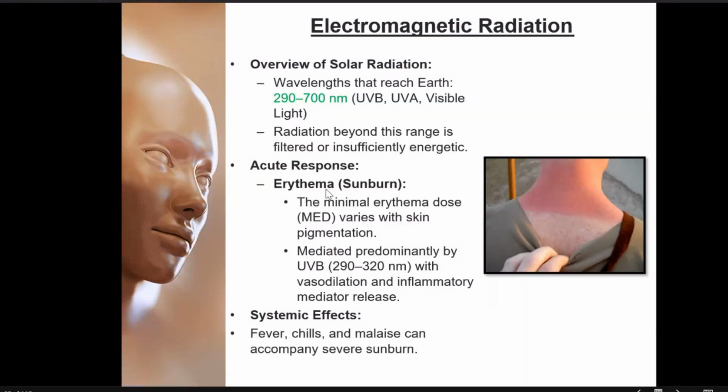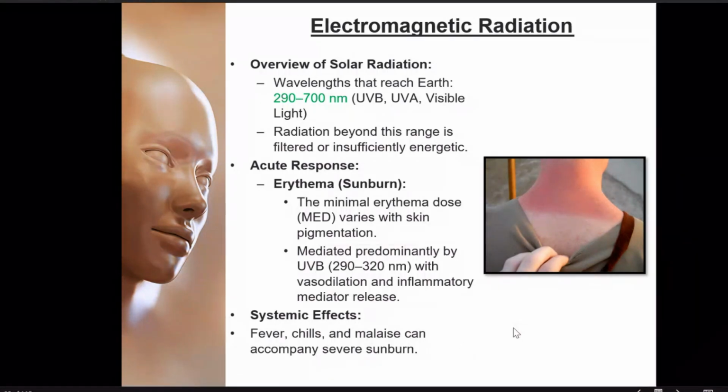Here you can see the erythema. The minimum erythema dose varies with skin pigmentation. It is mediated predominantly by UVB, with a wavelength of 290 to 320 nanometers, with vasodilation and inflammatory mediator release. So here you can see a type of sunburn.